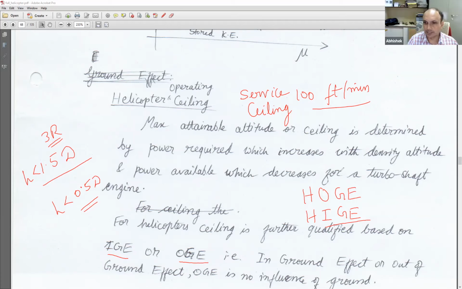Because this becomes critical when you are reaching the limits of your power available. Where will you reach the limits of your power available? What kind of places? What kind of areas? Mountainous. Mountain areas, exactly.